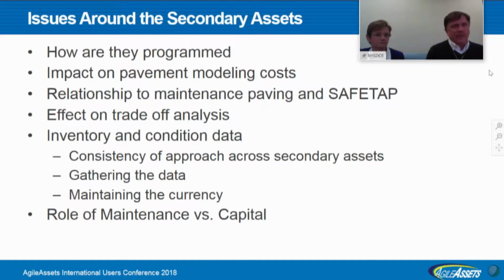Those of you who have done pavement modeling understand that they do have an impact on your pavement modeling costs. You know, every time we get money for paving, one of the first questions is, do we include secondary assets? Do we include the rail? Do we include signs? Do we include drainage as part of the cost? Because including those things can drive the cost of a simple pavement project up by 15 or 20%.